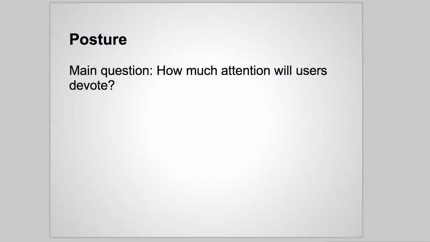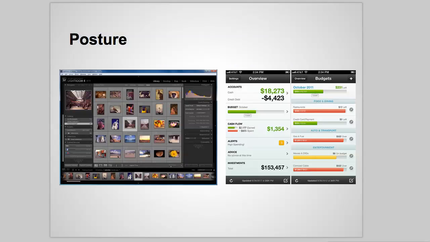And the main question in figuring out what kind of posture to use, and I'll go over the postures in a second, is how much attention will users devote. So on the left, this definitely needs a lot of attention, and I can tell that right away because I see lots of text, lots of buttons, lots of small, tiny things I need to be aware of. This product on the right doesn't need my attention, and I can tell because everything's kind of big, like the important information is highlighted. I can understand what this is in about 3 seconds.